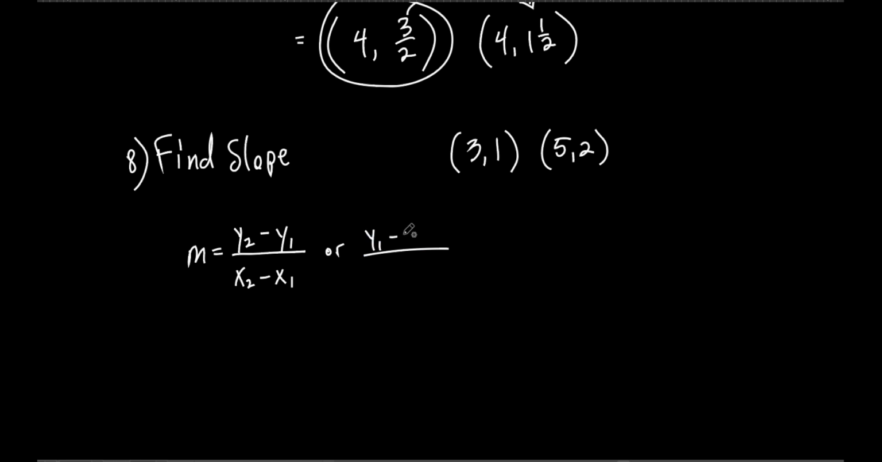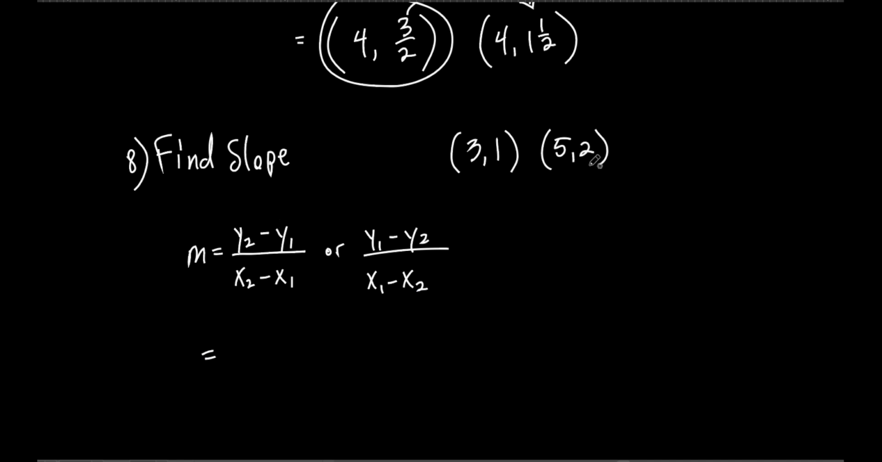Or you could write y1 minus y2, but if you go y1 minus y2, the first y minus the second y, you have to go, excuse me, the first x minus the second x. We good? All right, let's do it this way right here.